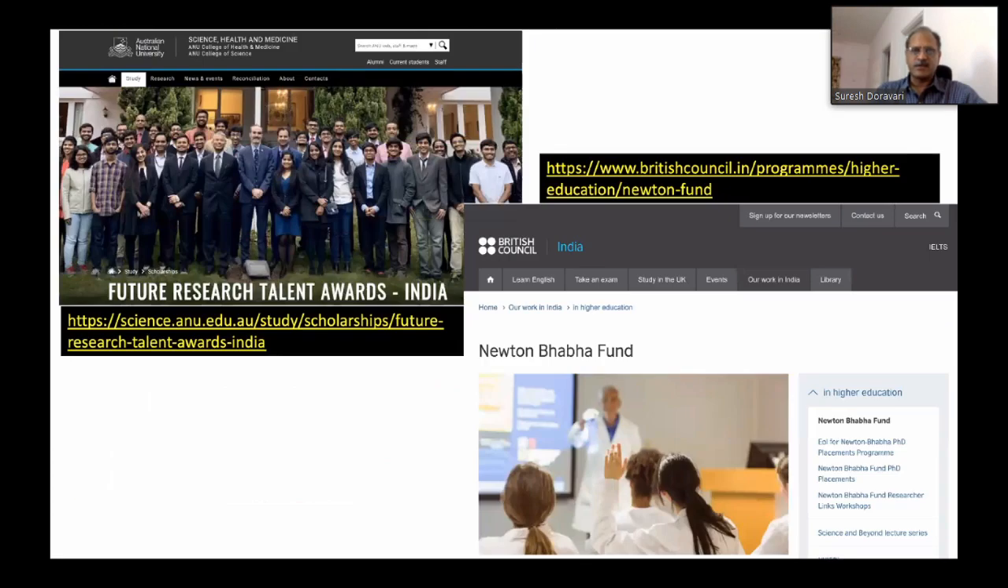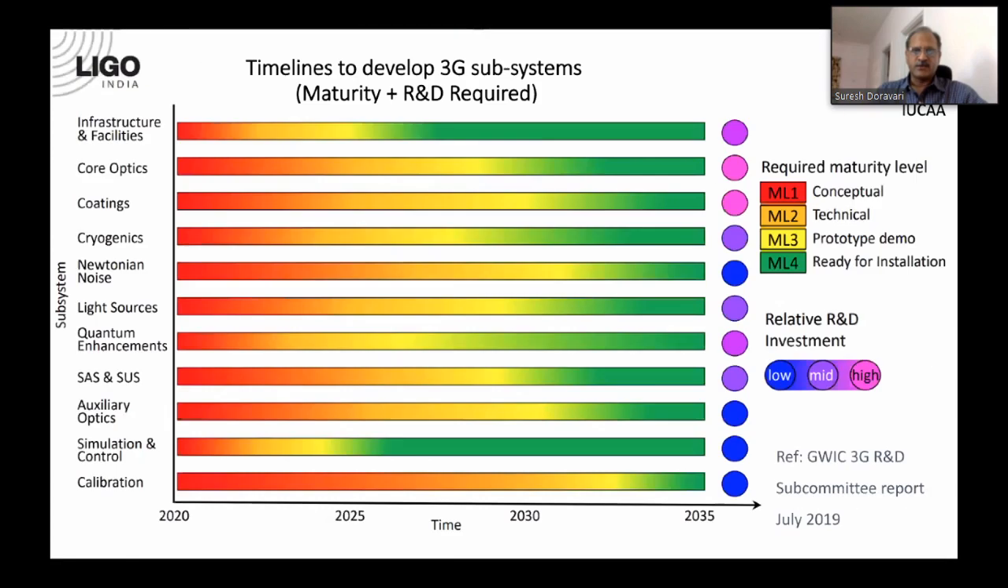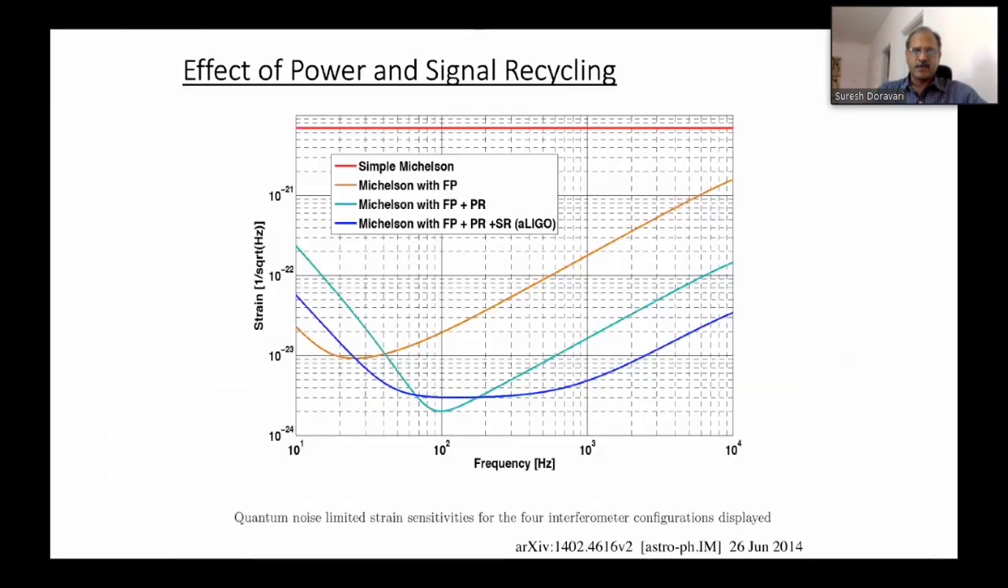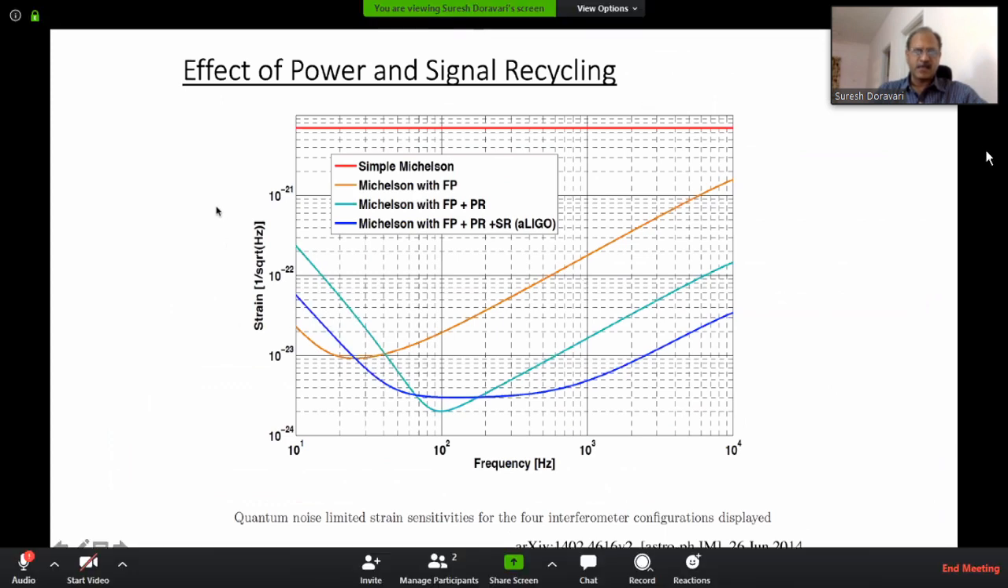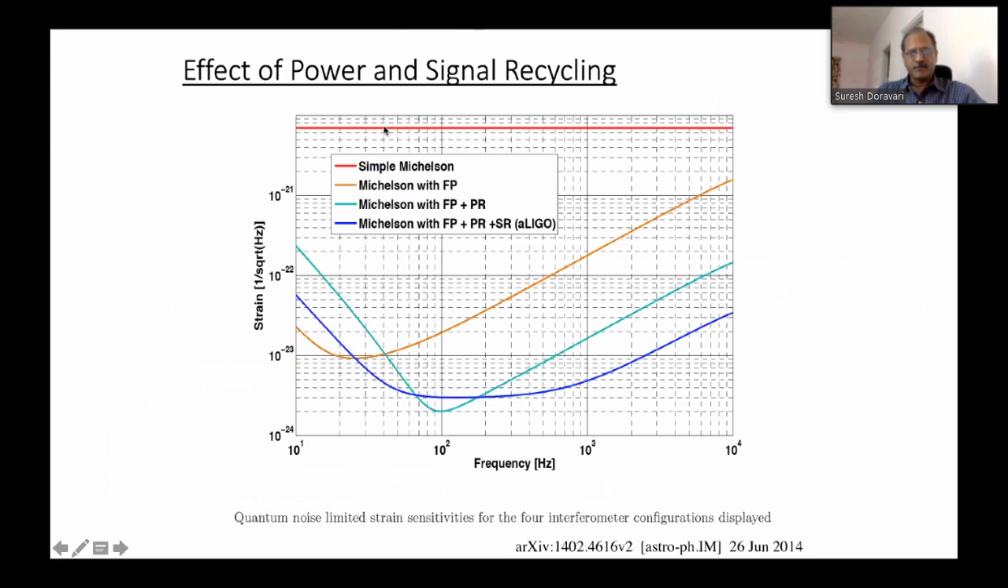I can show you a particular plot that I had, which shows how the sensitivity of the detectors changes as you change the interferometer configuration. As you see, the Michelson interferometer has an extremely broad range. There is a topmost red curve, the simple Michelson, but its sensitivity is very poor. Once you have a Michelson with the Fabry-Perot arms, you get the brown curve. The brown curve has increased the detection significantly, however the range of the sensitive band has decreased.